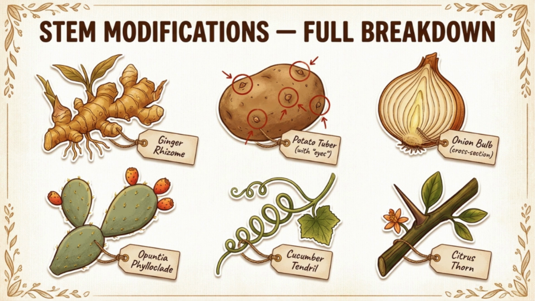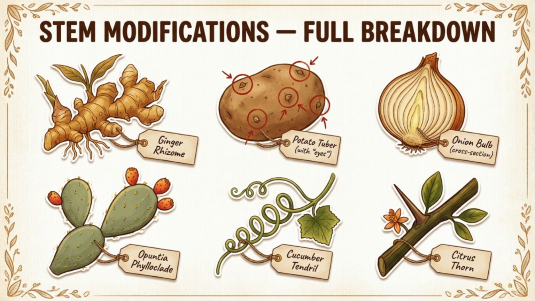Now, aerial modifications. Tendrils. Cucumber and grapevine both have stem tendrils. But here's the trap. In cucumber, the tendril arises from an axillary bud. In grapevine, it arises from a terminal bud. The main axis gets modified. Different origin, same function. NEET has tested this distinction.